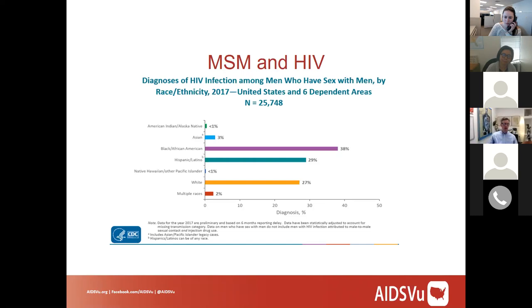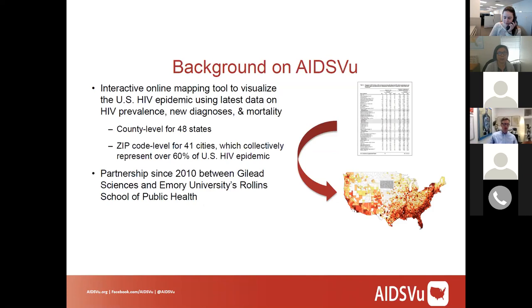AIDSVu is an interactive online mapping tool that allows you to visualize HIV surveillance data. What's really unique about AIDSVu is that not only can you see data at the state level, which you normally can also find in a CDC surveillance report, but you can also visualize local HIV surveillance data, so at the county level and at the zip code level that collectively represent over 60% of the US HIV epidemic. And this really aligns with the mission for AIDSVu, which is to make data widely available, easily accessible, and locally relevant for public health decision making.